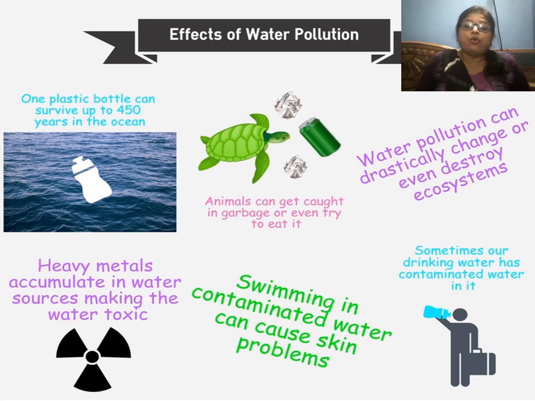Animals can get caught in garbage or even try to eat it. Water pollution can drastically change or even destroy the ecosystem. Heavy metals accumulate in water sources and make the water toxic. Toxic means which is not fit for drinking. And swimming in contaminated water can cause different types of skin problems. Means if the water is polluted and you are swimming in this water, you can suffer from skin disease.